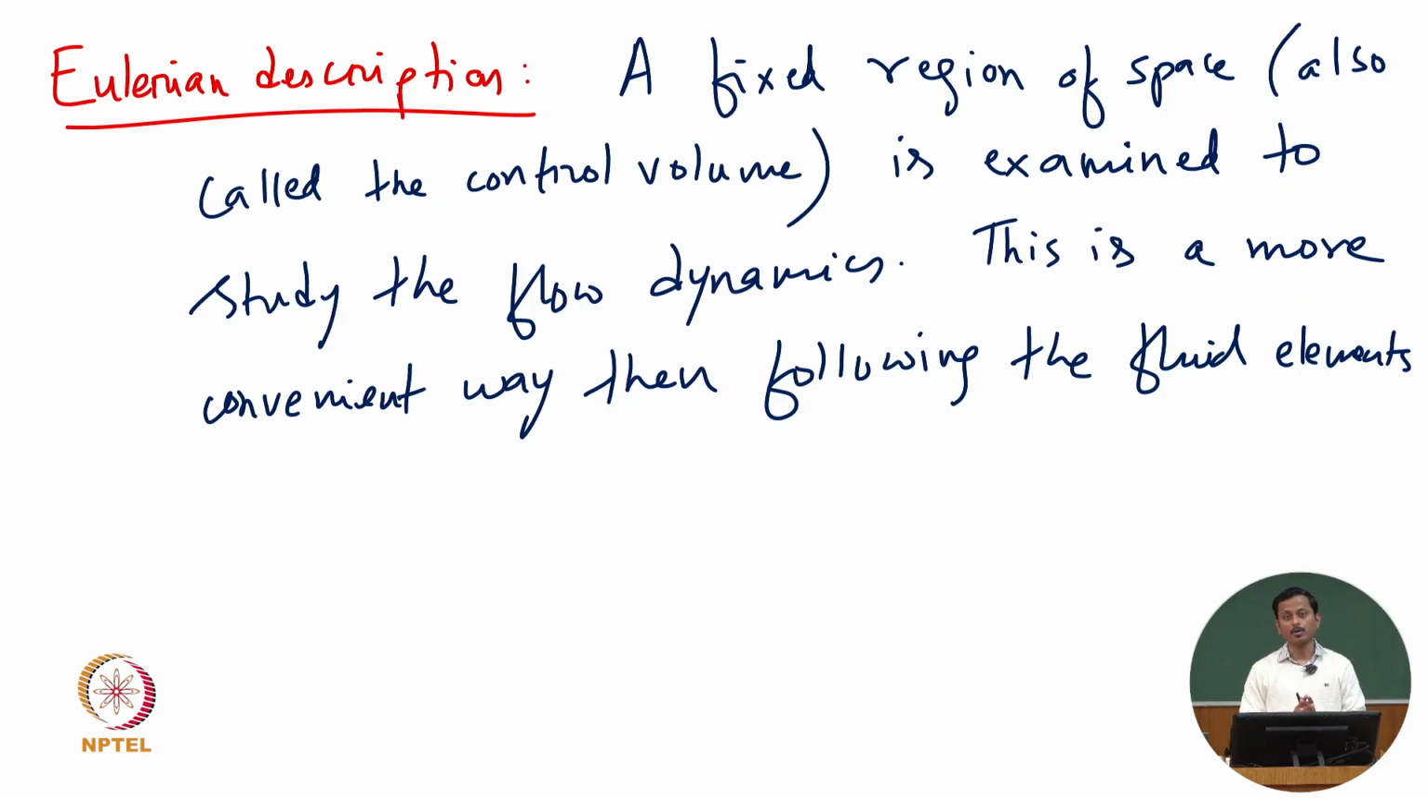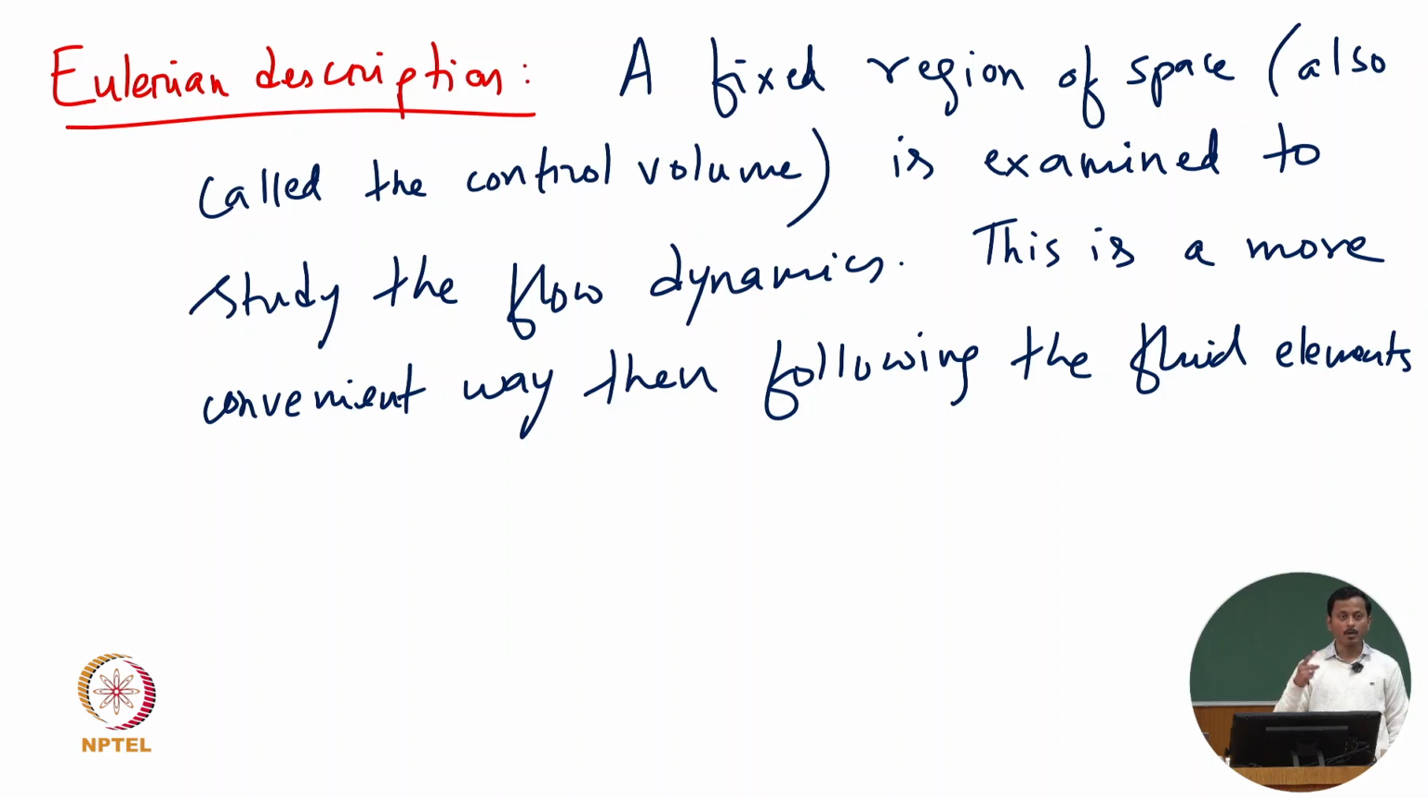We put a camera in that test section, or let's say we put a temperature probe at a certain point and we measure the temperature. So these are different techniques. I mean, these are all Eulerian techniques to understand the flow dynamics. So this is more convenient because it's very difficult to keep following the fluid elements.